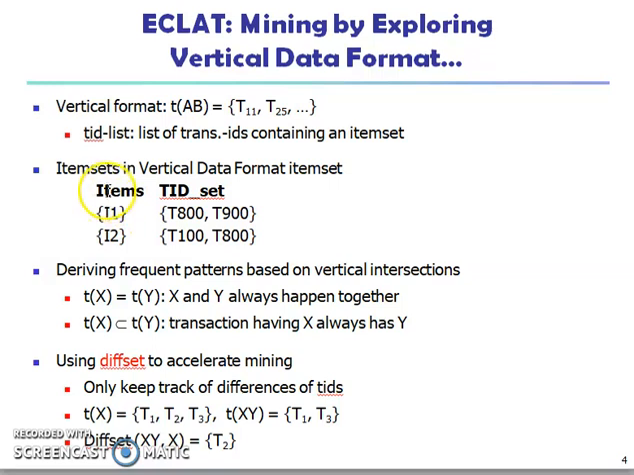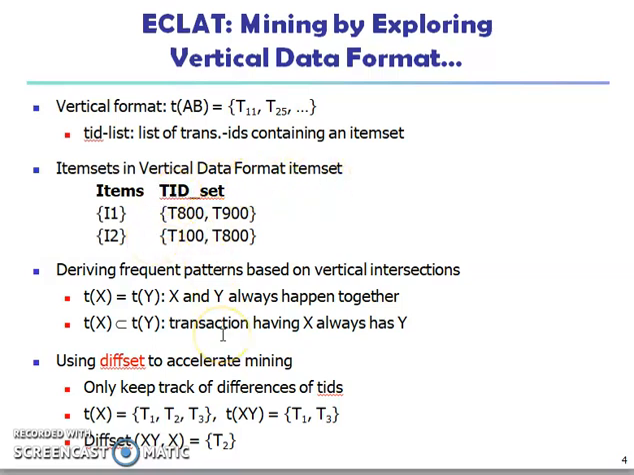For this I1 item, it is present in transaction IDs T800 as well as T900. And item I2 is present in transaction IDs T100 and T800. So if you present your data like that, then it is a vertical data format.